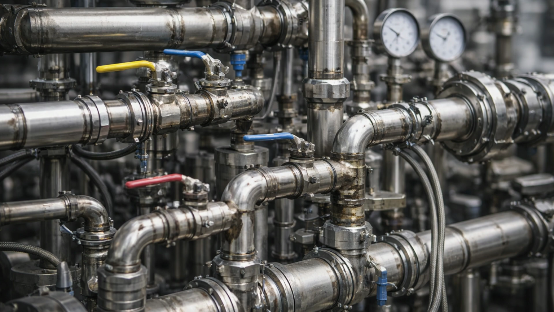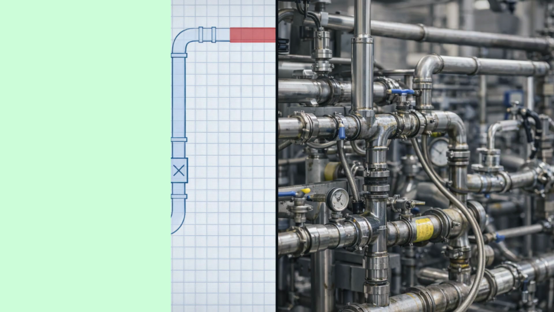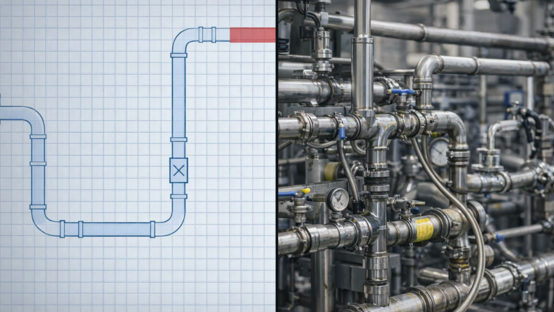And systems don't stay clean. Over time, pipes foul, oil degrades, scale builds up, clearances reduce. Your calculation is frozen at day one. Your system keeps changing every day after that. Installation is another silent culprit. Drawings show clean routing. Reality adds extra elbows, flexible hoses, adapters, and last-minute changes. The site never matches the drawing, and pressure drop pays the price.